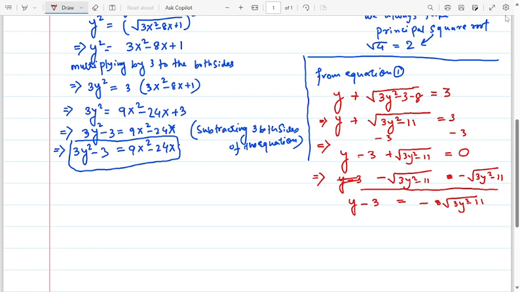So now I'm asking you another very simple question. How to remove the square root? Yes, we are going to do squaring. We are going to square both sides. Then the equation becomes y minus 3 whole square equal to minus square root of 3y square minus 11 whole square.